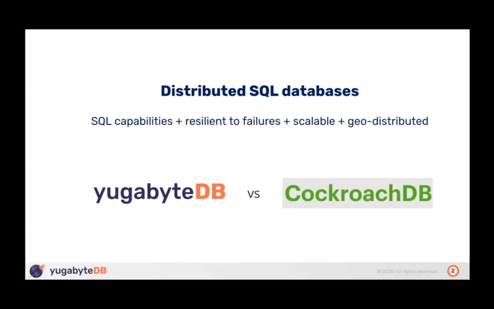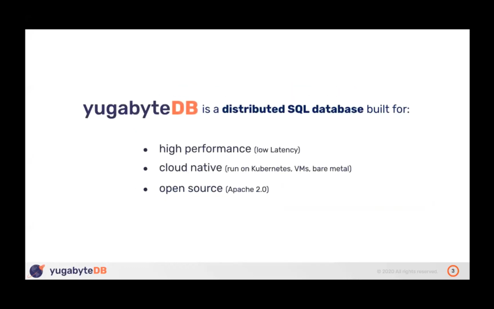Yugabyte and Cockroach are both distributed SQL databases, and so we'll start diving into the details here. Okay, so specifically, what is Yugabyte built for? What is the aim of Yugabyte? Yugabyte is a distributed SQL database, and in addition to supporting all the things we looked at in the previous slide, Yugabyte supports the following other top-level design goals.